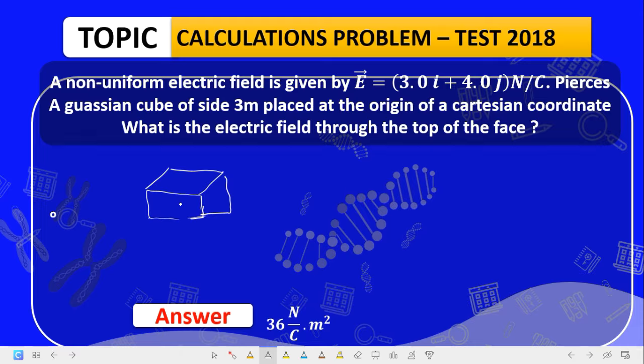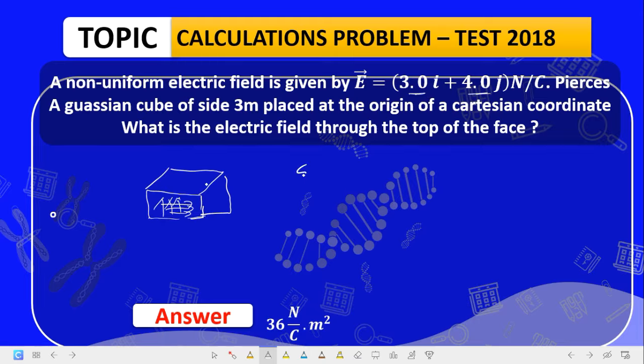Let's say that this is our cube. Now there are two electric field components out here: the horizontal component and the vertical component. We know that the horizontal component is parallel to the surface, but the surface is perpendicular to the vertical component of the field.